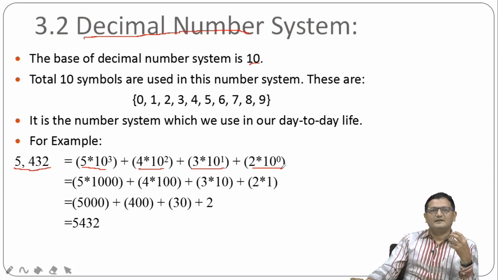Now, we know that whenever we take a power of any number, and if the power is 0, that represents 1. So here 10 raised to 0 is 1, 10 raised to 1 is 10, 10 raised to 2 is 100, and 10 raised to 3 is 1000, right. So 5 into 1000 plus 4 into 100 plus 3 into 10 plus 2 into 1, right. So that will make 5000 plus 400 plus 30 plus 2, and it will give you your number, right. So whenever we write something like 5432, it means this thing, right.